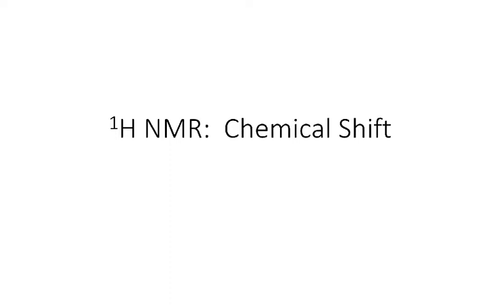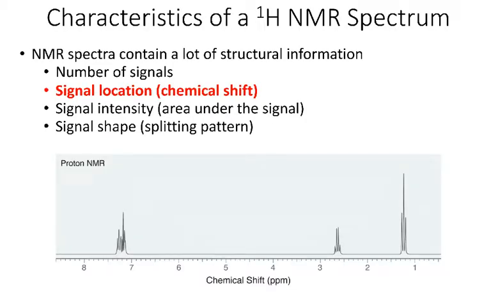Okay, in this video we're going to talk about the chemical shift, or the position of the peaks in an NMR spectrum. All right, so we've already talked about how many signals there should be. Now we want to talk about where in the spectrum, where on the x-axis, these signals are going to be, and we call this the chemical shift.